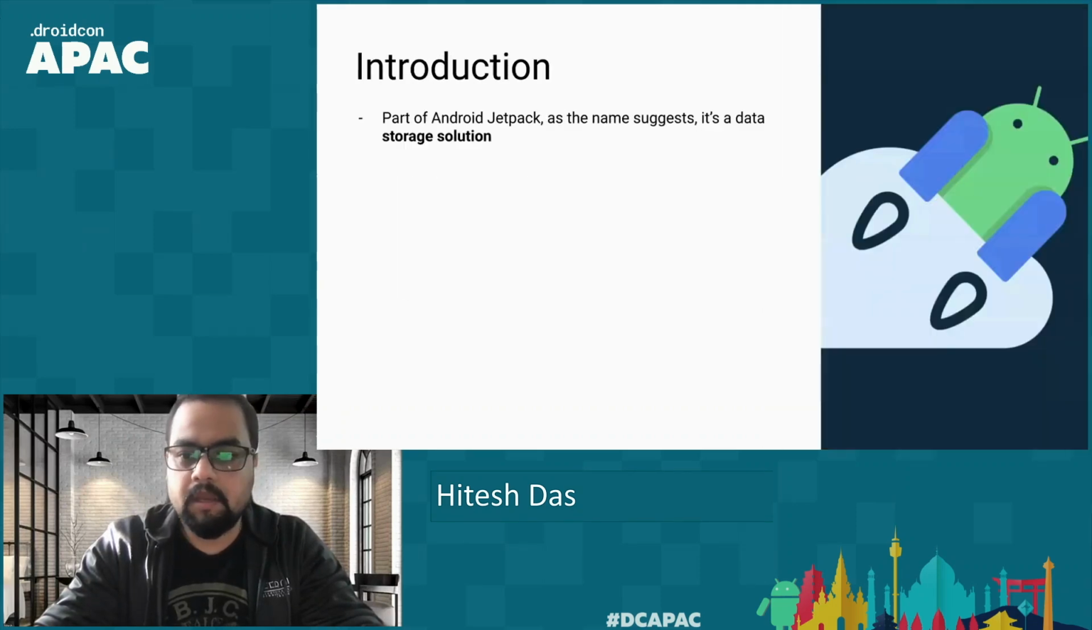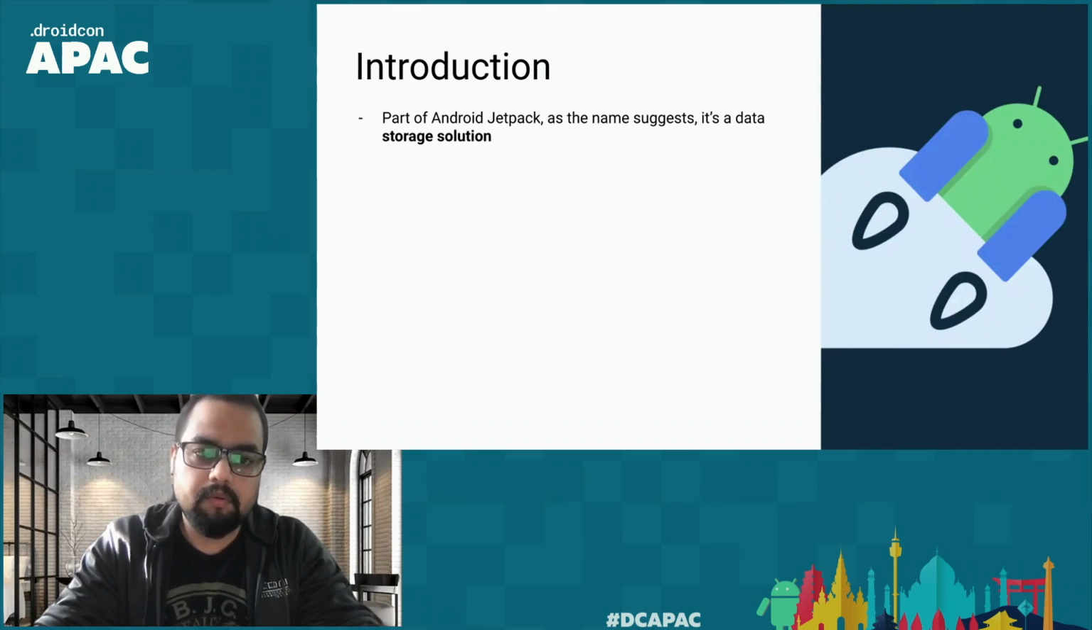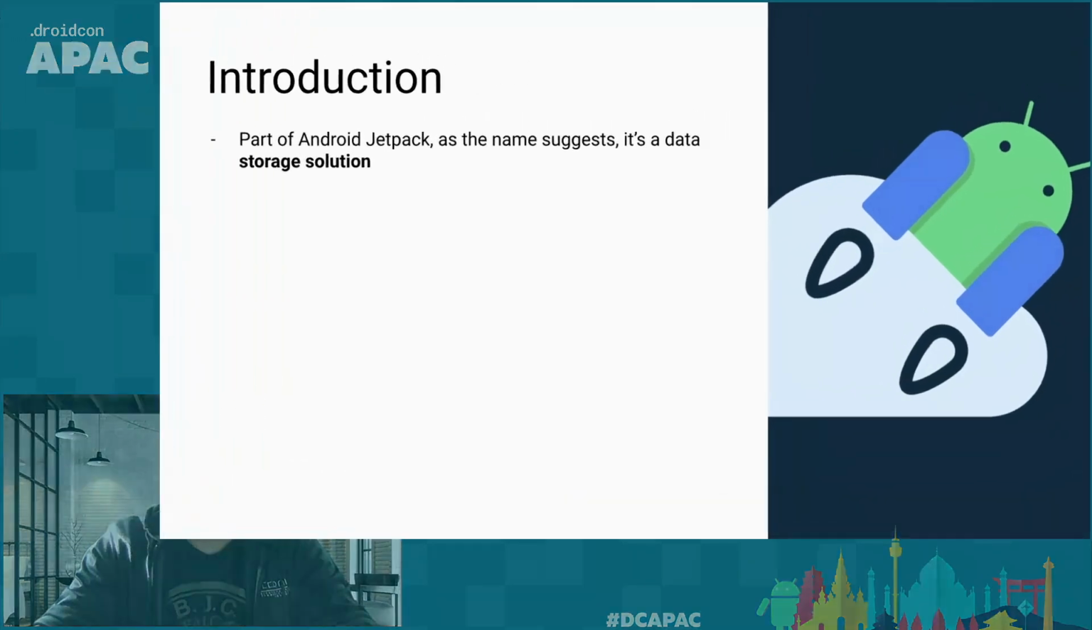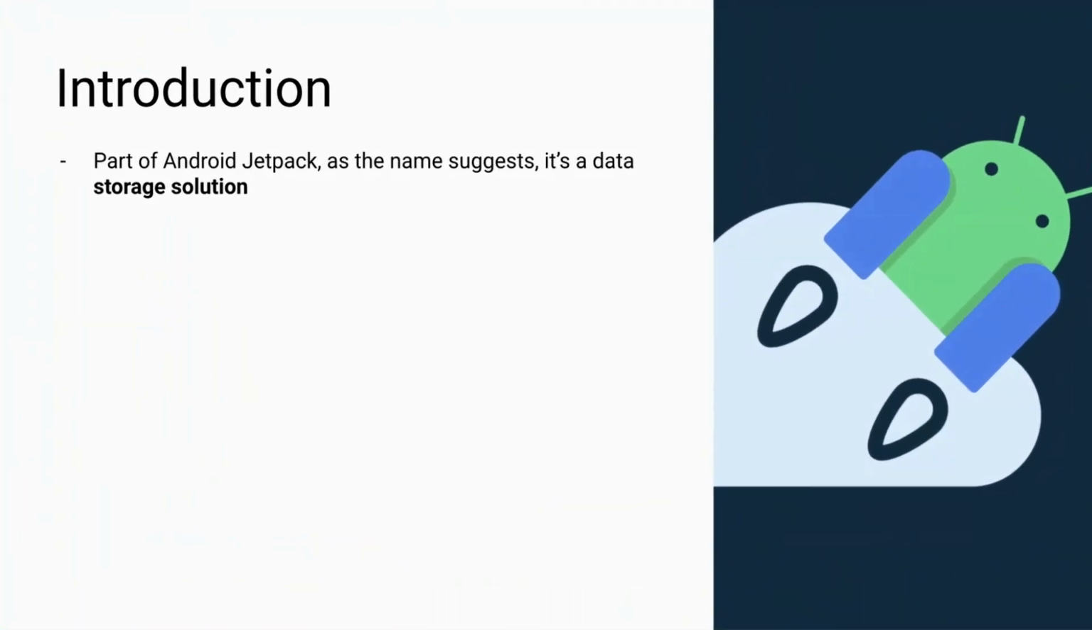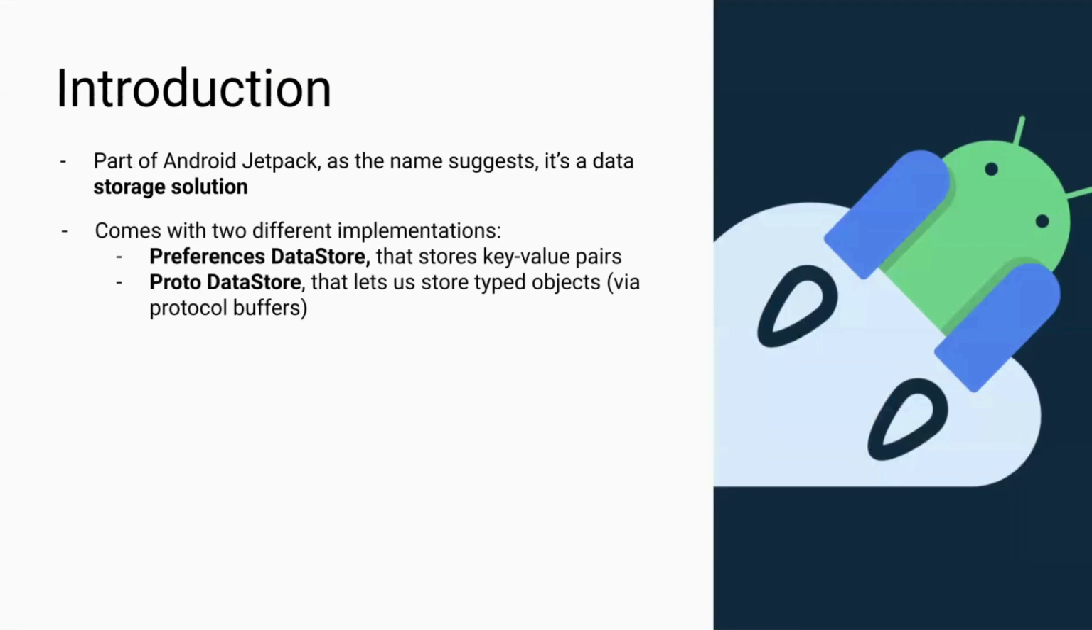So let's start. If I talk about the introduction, it's a part of Android Jetpack, and as the name suggests, it's a data storage solution. It comes with two different implementations. One is the preferences data store that stores key-value pairs. It's on a similar ground to what shared preference does. Second is the proto data store. This is very important because it lets us store typed objects via protocol buffers.